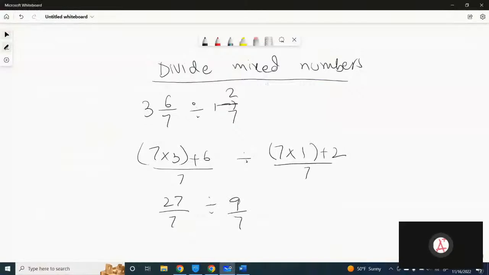Got it? Now you can just replace the division sign with the multiplication one and take the reciprocal. 27 over 7, and it would be 7 over 9. Got it? You can cancel out 7 here, and also 9, 27 over 9. So 9 times what number is 27? So the correct option is 3.